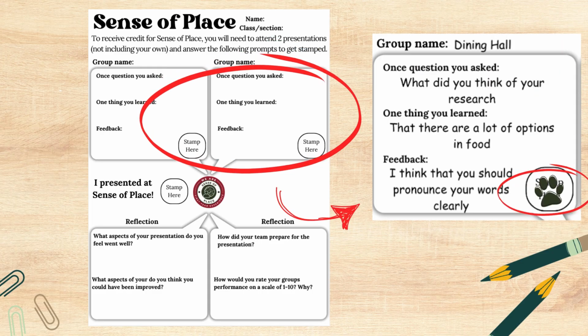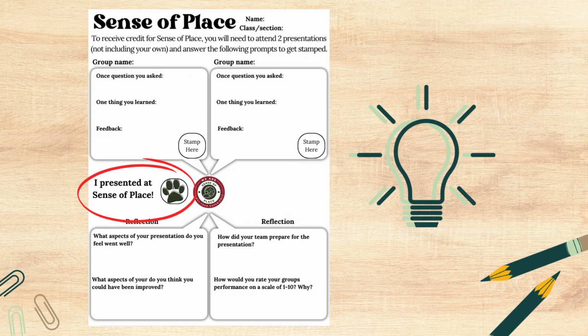And once you've filled out the whole box, you'll get a stamp. So you'll go to a moderator and have them stamp your stamp sheet. You do have to do this twice, so for each presentation that you watch, and you won't receive a stamp unless this whole box is filled out. So just make sure you're staying on top of it, you're getting the boxes filled out, and then you'll get a stamp. You'll also get a stamp for presenting at Sense of Place.